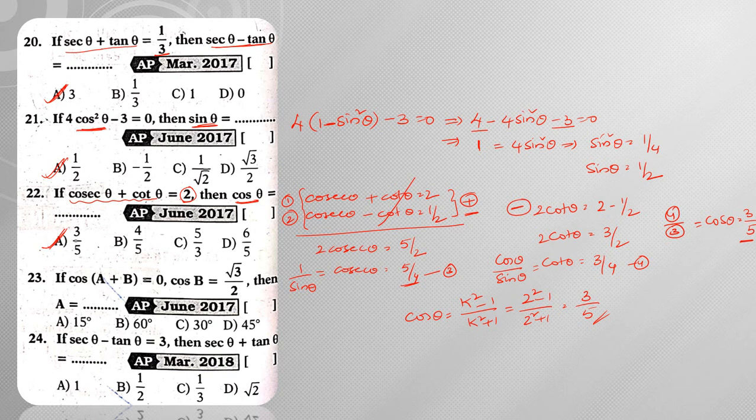Next, cos of a plus b is equal to 0. So when will cos become 0? Cos becomes 0 at 90 degrees, hence a plus b is equal to 90 degrees. Next, cos b is equal to root 3 by 2. In cos, when will you get root 3 by 2? When b is equal to 30 degrees. Then automatically a should be 60 degrees. Hence a is equal to 60 degrees. Next, secant theta minus tan theta is equal to 3. Then secant theta plus tan theta is equal to its reciprocal, which is nothing but 1 upon 3.